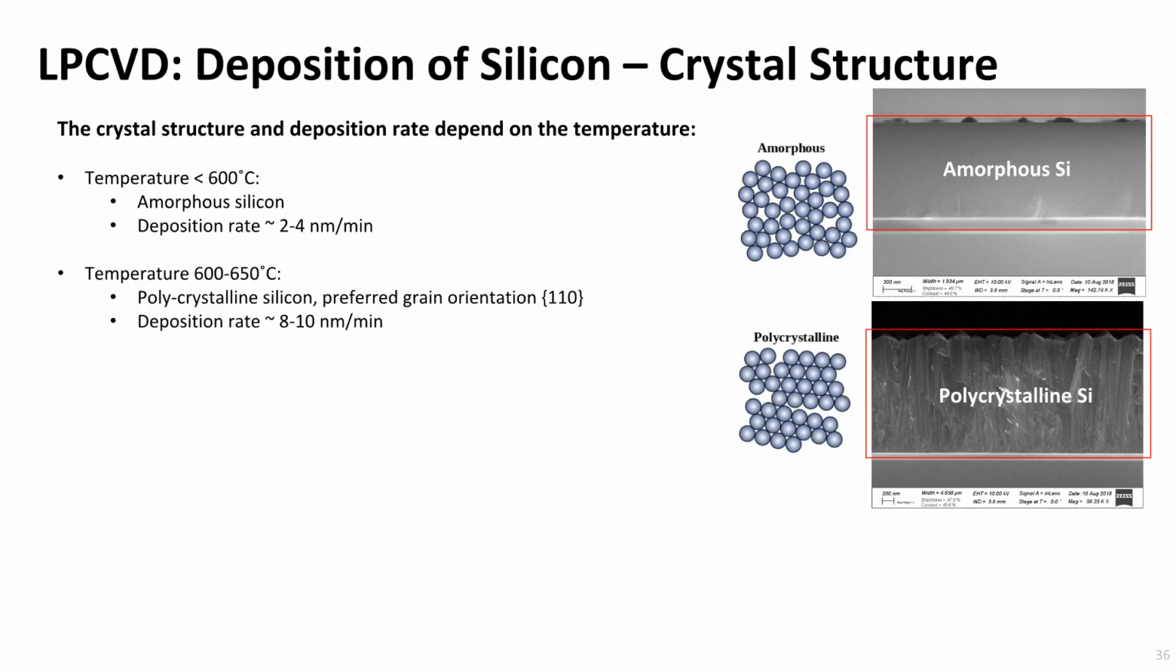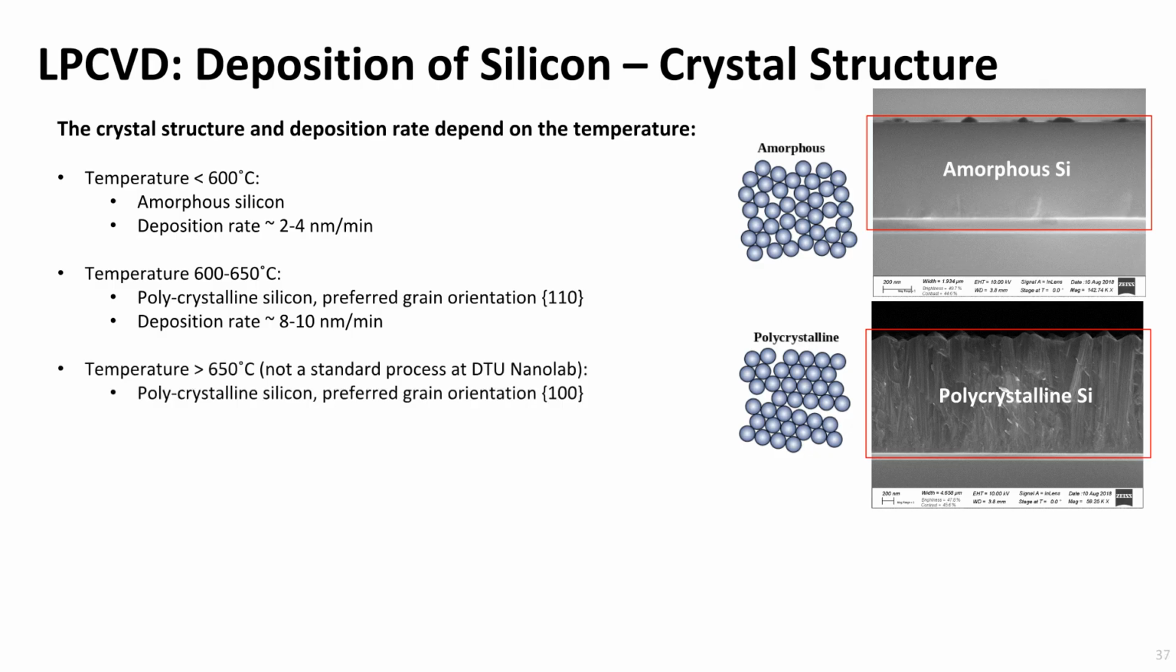Due to the increased surface mobility, silicon atoms can move to low-energy, crystalline positions. The deposition rate increases to 8 to 10 nanometers per minute. At temperatures above 650 degrees, still polycrystalline silicon is deposited, though with a preferred grain orientation of 100. This is not a standard process at DTU Nanolab.